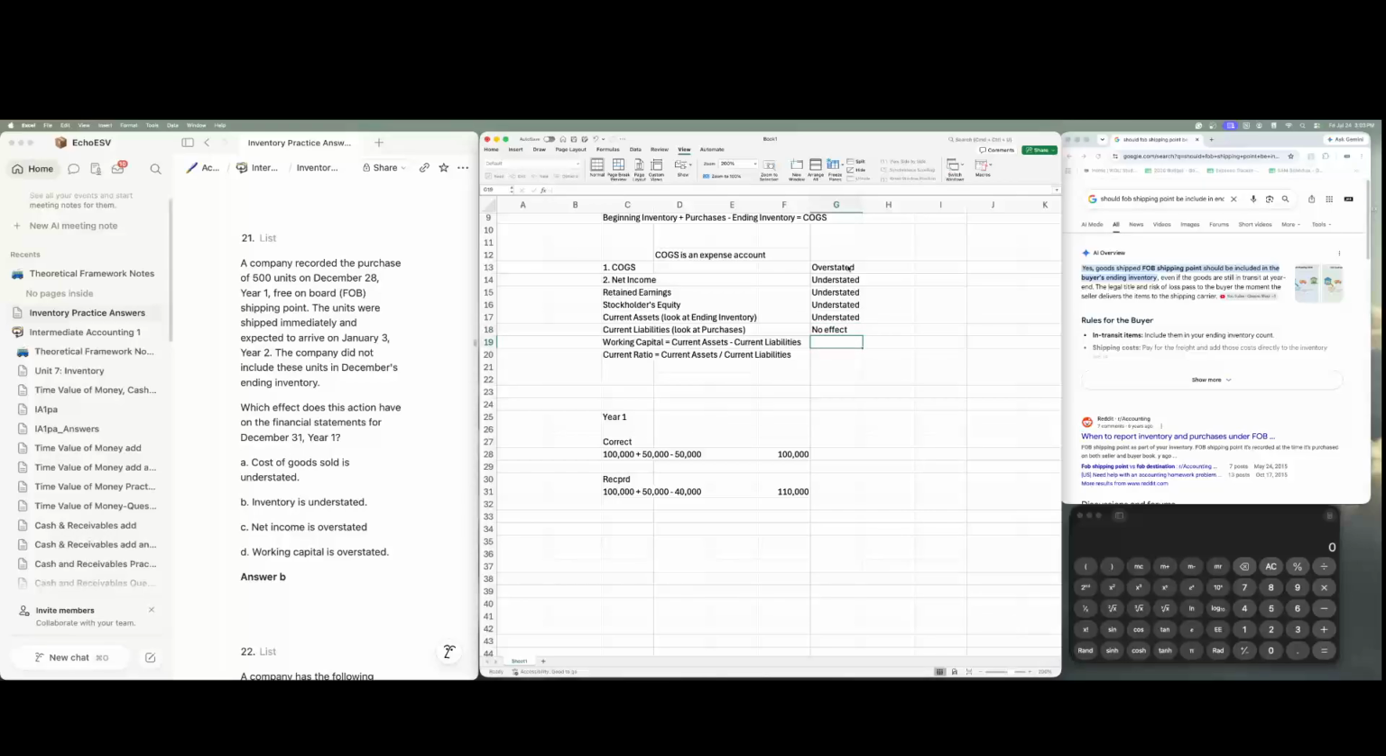If the assets are understated, the working capital is understated, and most likely the ratio is also understated. So the inventory is obviously understated because the inventory has not been recorded. It should have.